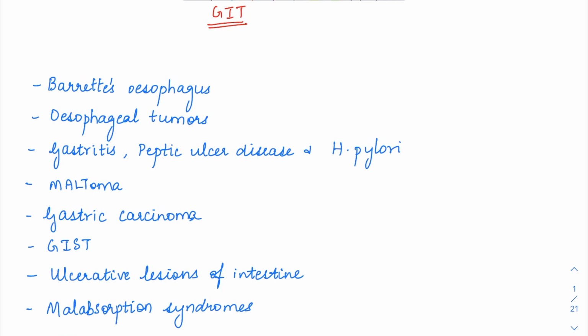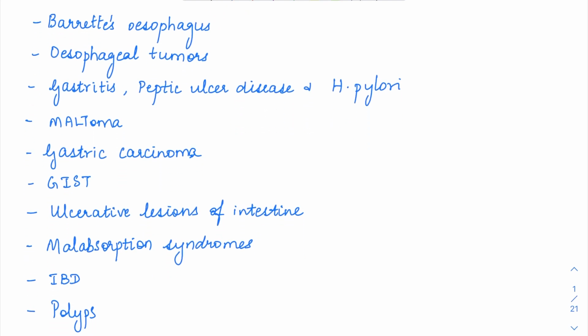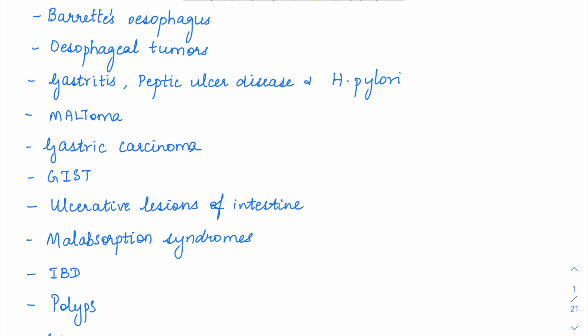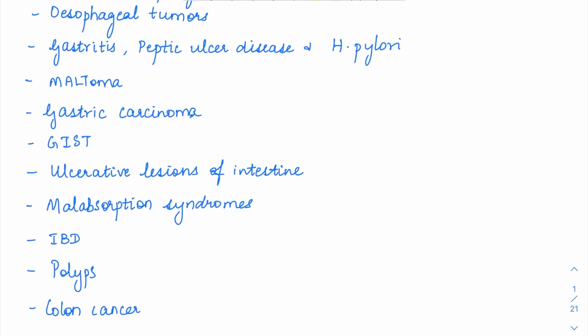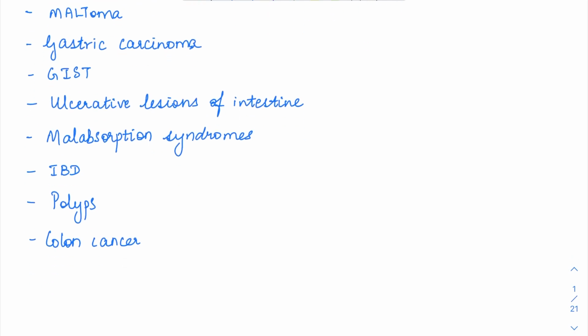So next we'll start with GI pathology. Under GI pathology, we'll be dealing with Barrett's esophagus and the various esophageal tumors. Then we'll move on to stomach, wherein we'll see gastritis, peptic ulcer diseases, and H. pylori. Then we'll see gastric tumors like gastric carcinoma and maltoma, and also gastrointestinal stromal tumor.